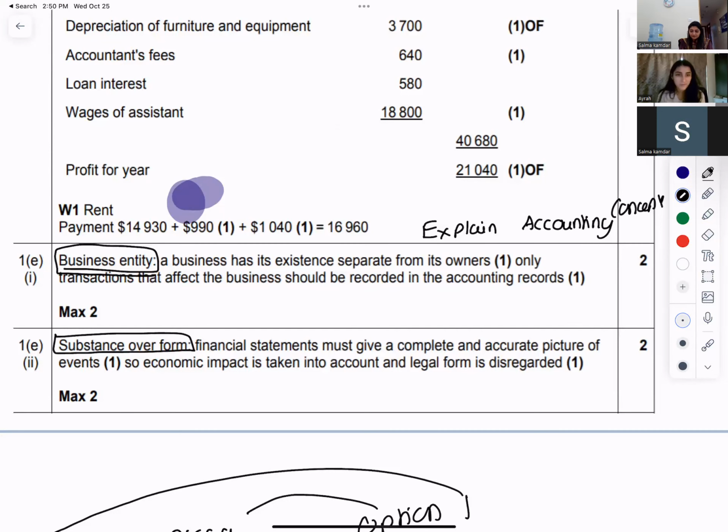I don't remember. Wait. Substance over form is that if any material thing has already happened, you will record the material thing irrespective of the fact that the paperwork is not completed. That means the economic impact is taken into account and legal form is disregarded.